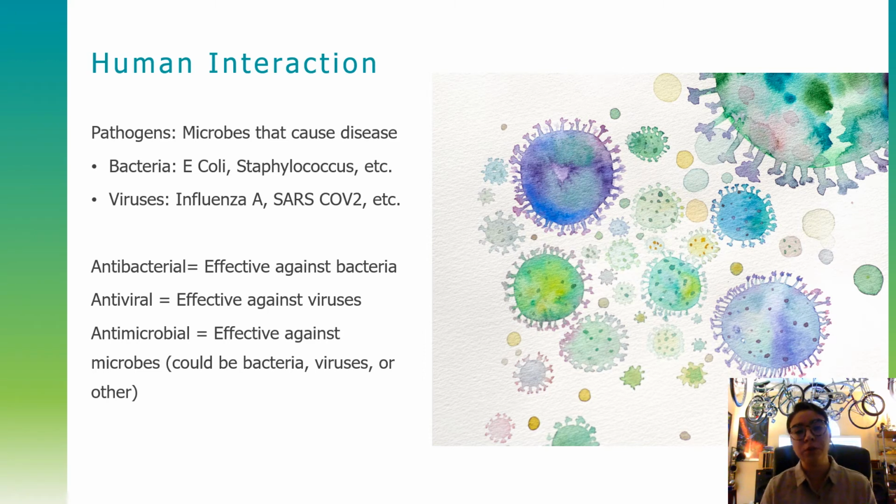The first one is pathogens. If I talk about the spread of pathogens, really a pathogen is just a microbe that can cause a disease. Pathogens could be bacteria, they could be viruses, they could be fungi. It's really just the overarching, general title, and bacteria and viruses are subcategories.